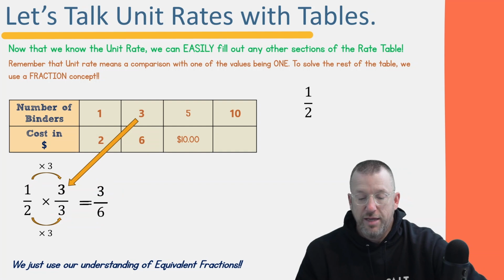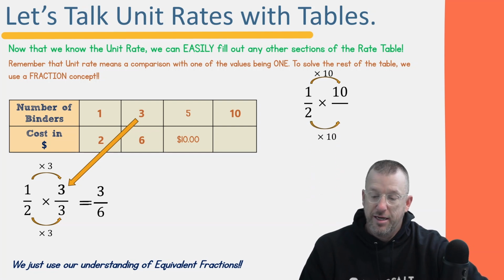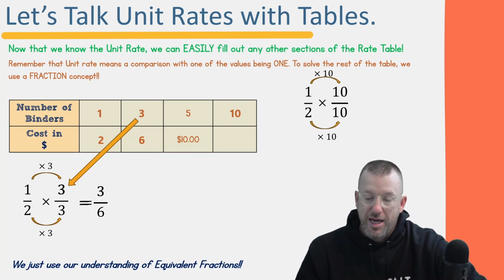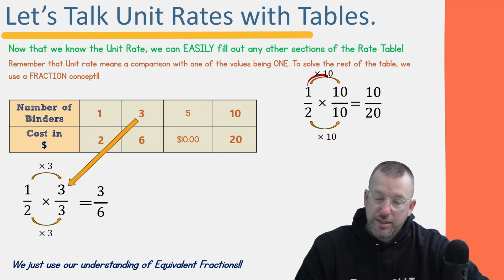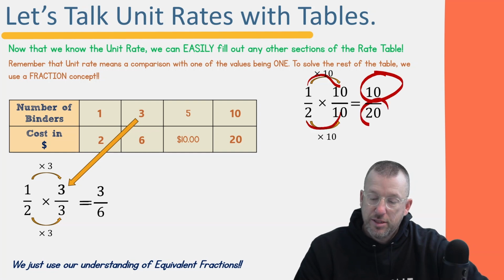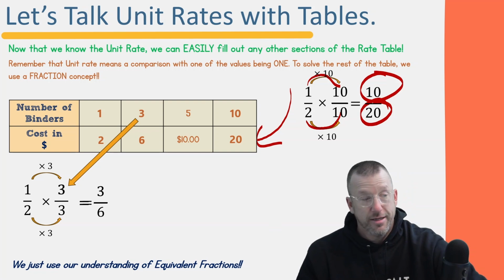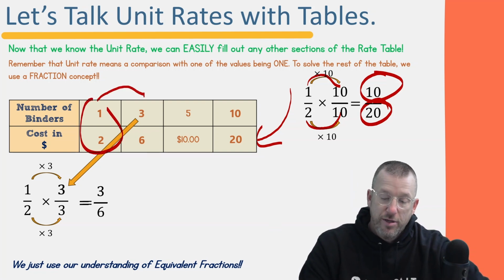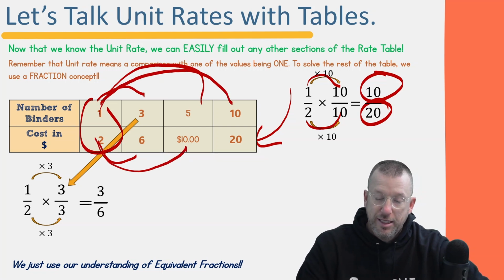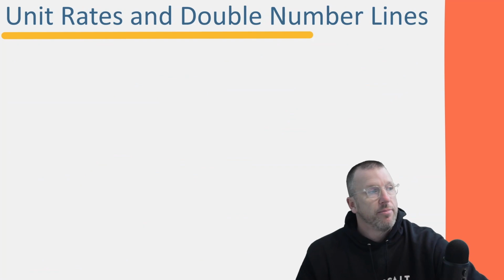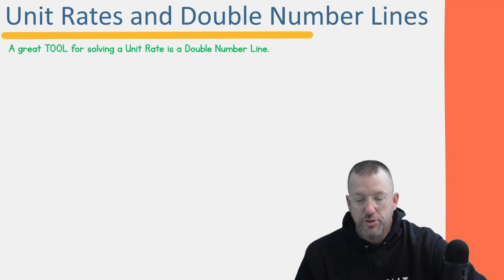Then we can do the same thing with 10. We went from 1/2 to 10. We multiplied the 1 times 10 to get our top, so we have to do the bottom the same way. Multiply them both by 10. That gives us 1 times 10 equals 10, and 2 times 10 equals 20. So 10 binders cost $20. As long as you know the unit rate, multiply by 3, multiply by 3. Multiply by 5, multiply by 5. Multiply by 10, multiply by 10. Pretty simple, huh? We can also use unit rates using double number lines.